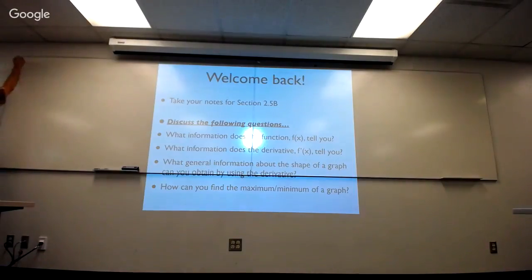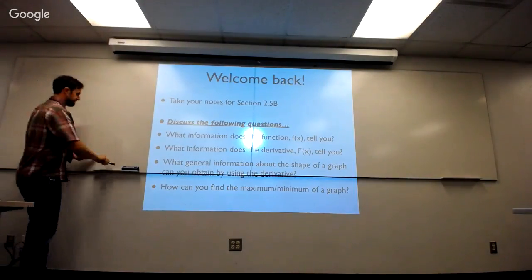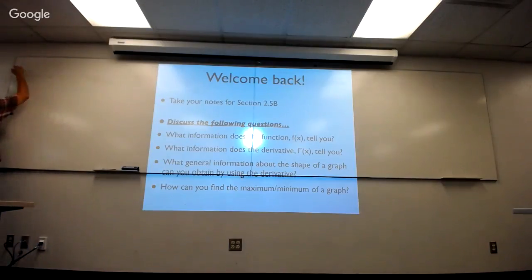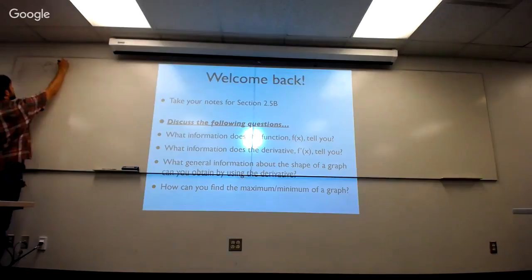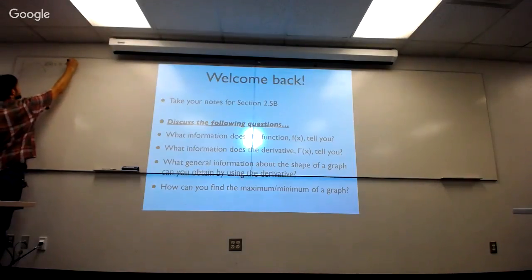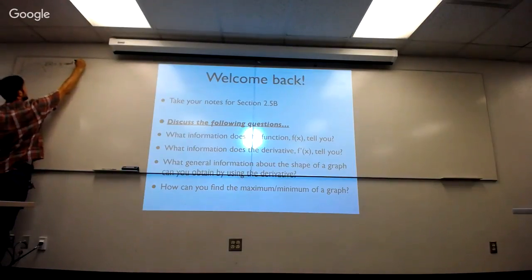So, starting kind of from the beginning, what does f of x tell you? F of x tells you the height or the y coordinate. F of x is the y coordinate. So that's the actual height of the graph.